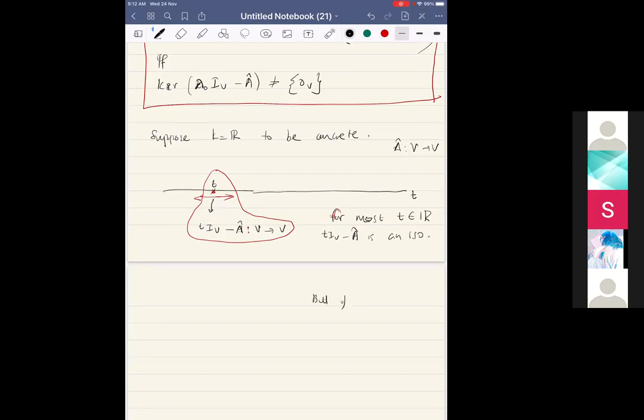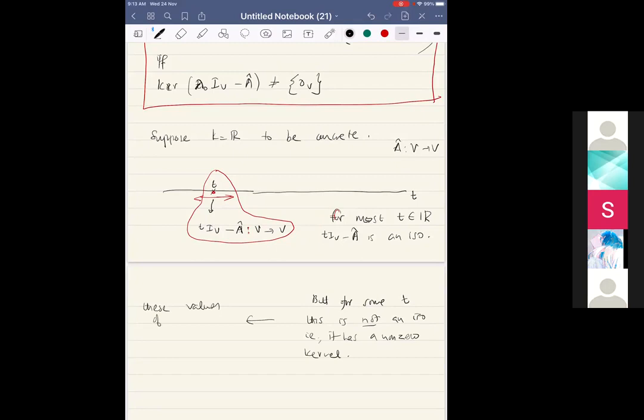But for some t equal to lambda 0, this is not an isomorphism, i.e., it has a non-zero kernel, and these values of t are precisely the real roots of P_Â(t). So this is the picture.